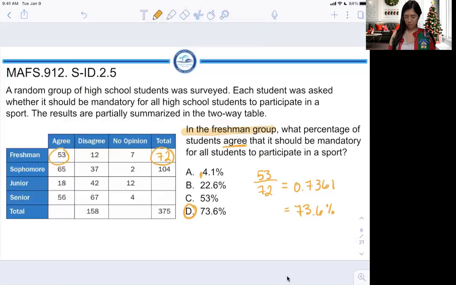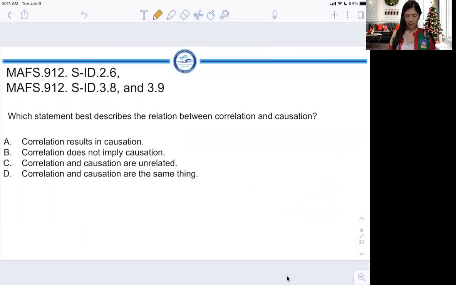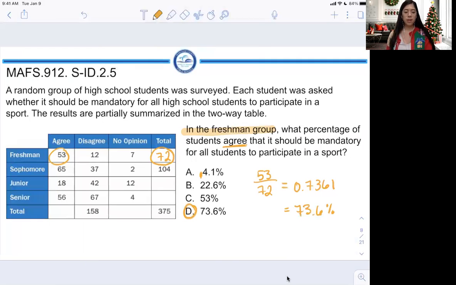Questions, comments, concerns? I think that might be the last one. Yeah, that was the last one. So any final questions on frequency tables and relative frequency tables?